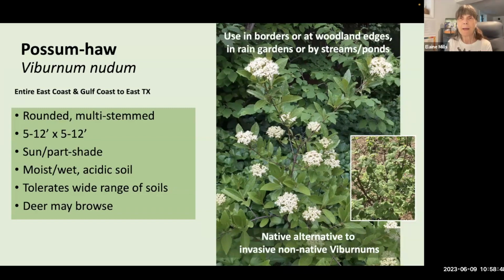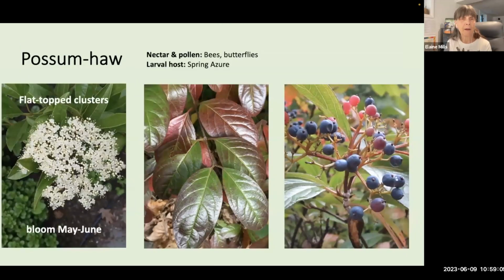This is a great plant to use in borders or at woodland edges because it likes the part shade conditions. And because it likes moist to wet soil, a great choice for rain gardens or use at the edges of streams or ponds. Like the other viburnums, it has flat clusters of white flowers. These are just finishing their bloom in my garden now in June. These provide nectar and pollen to bees and butterflies.